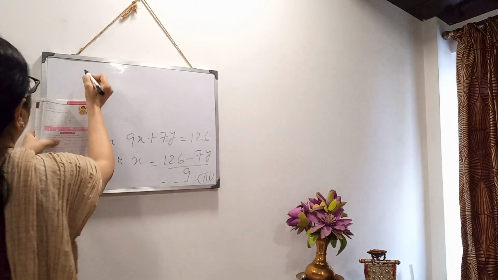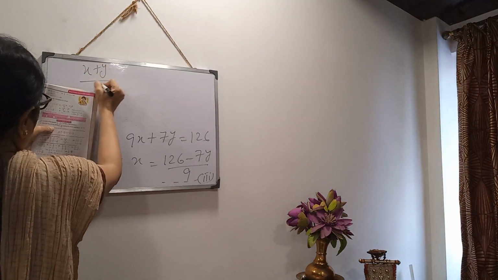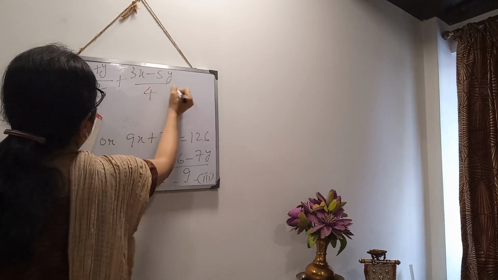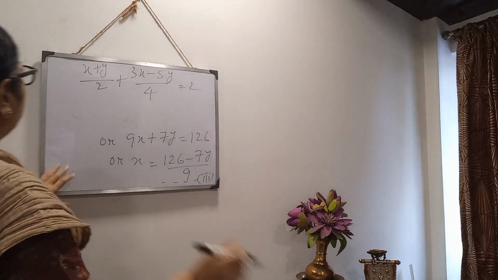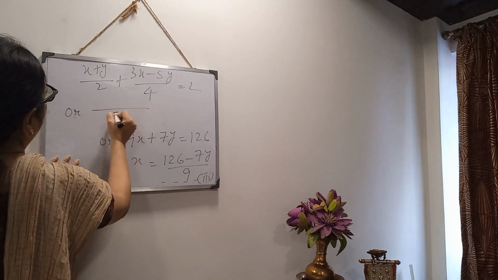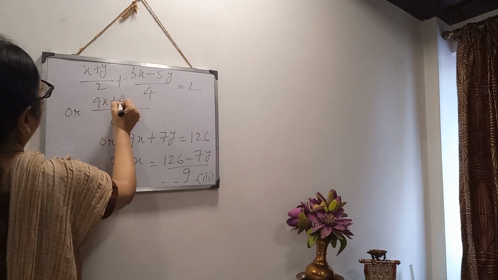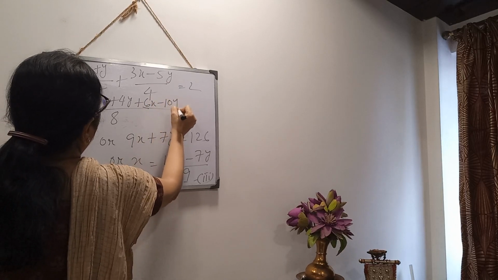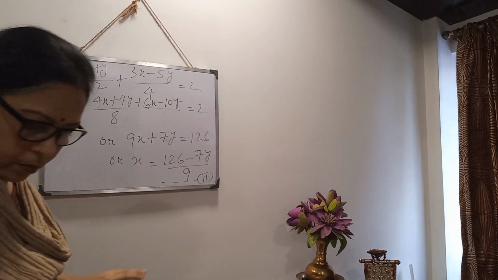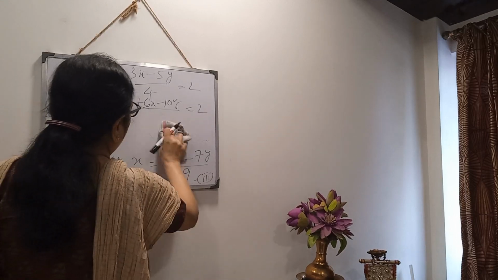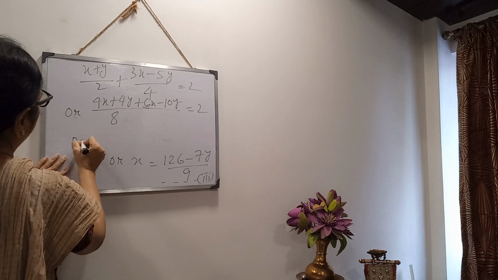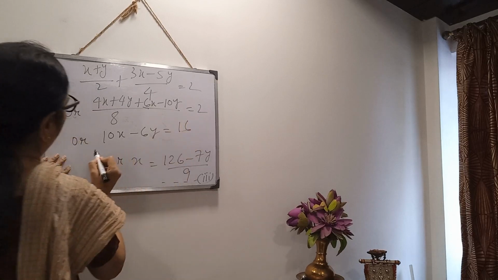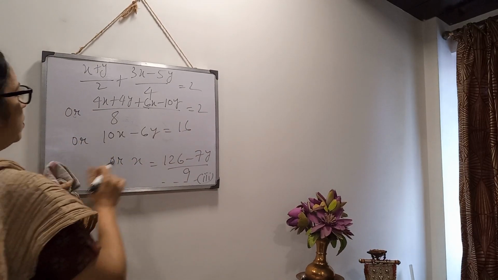My equation number 2 is x plus y by 2 plus 3x minus 5y by 4 equals to 2. So take LCM, 4x plus 4y plus 6x minus 10y equals to 2. It is becoming 10x minus 6y equals to 16. Then this is my equation number 2.